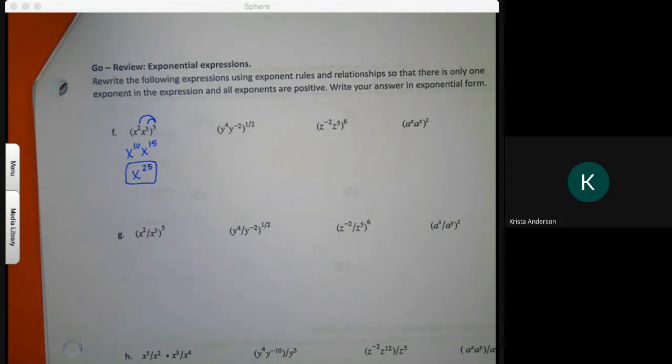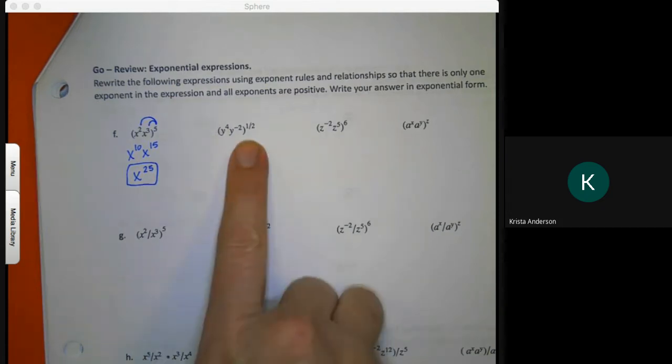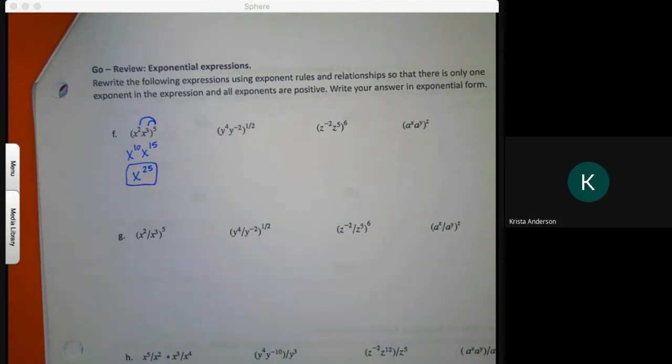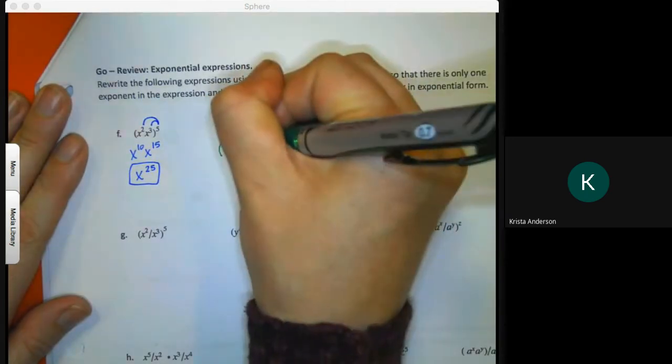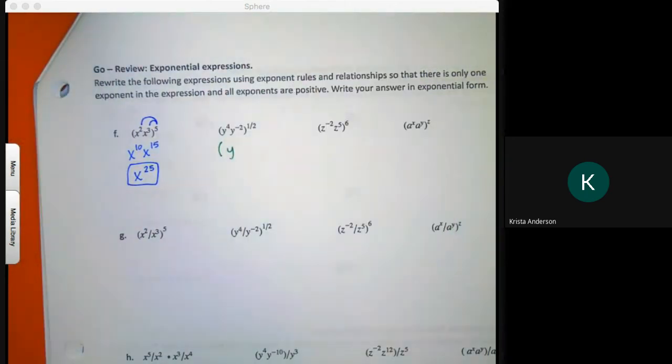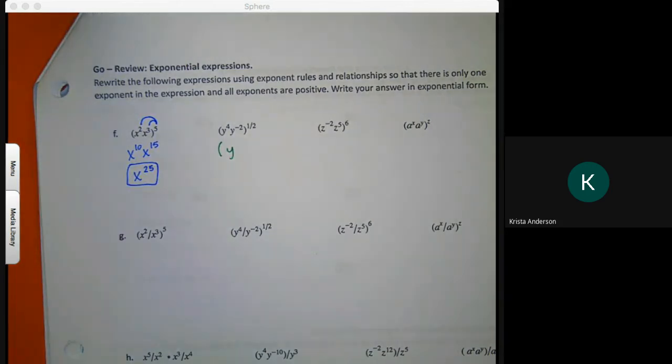It's kind of fun. So this one, what would you like to do? Anybody? Do you want to put the 1/2 on each and multiply it, or do you want to combine the 4 and the -2? Combine. Combine? All right. If I combine, 4 minus 2 is what? Double check. Not -2. 2.